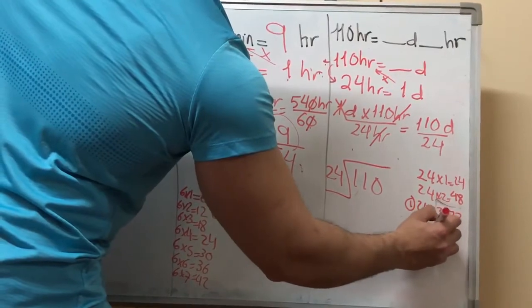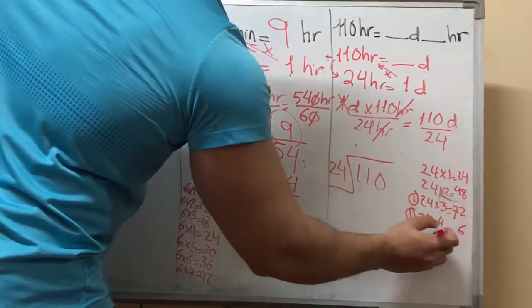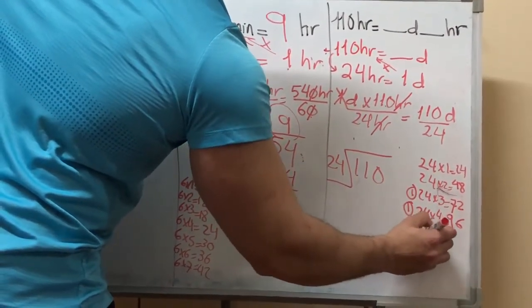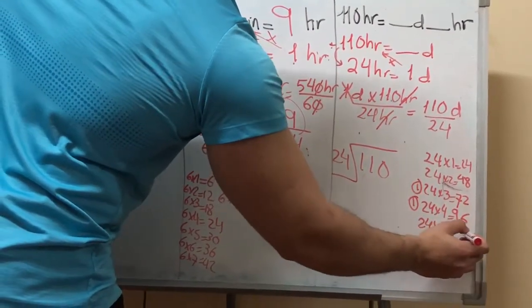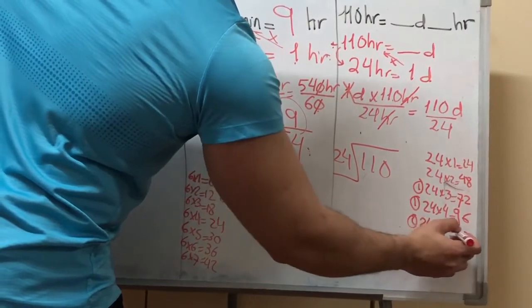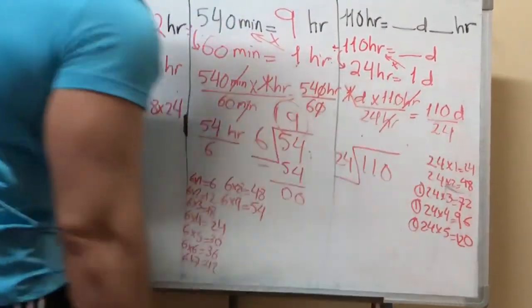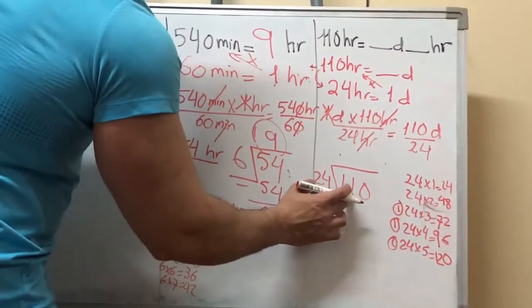24 multiplied by 4. 4 multiplied by 4 is 16, so it's 6 and carry up 1. 2 multiplied by 4 is 8, and I have 1, so it's 9. 24 multiplied by 5: 4 multiplied by 5 is 20, so it's 0 and carry up 2. 2 multiplied by 5 is 10, and I have a 2 in the carry up, so it's 120. I'm gonna stop here because this number is already bigger than this one.